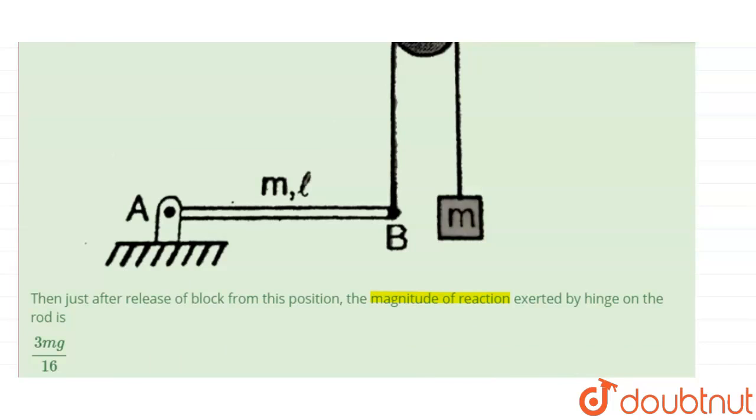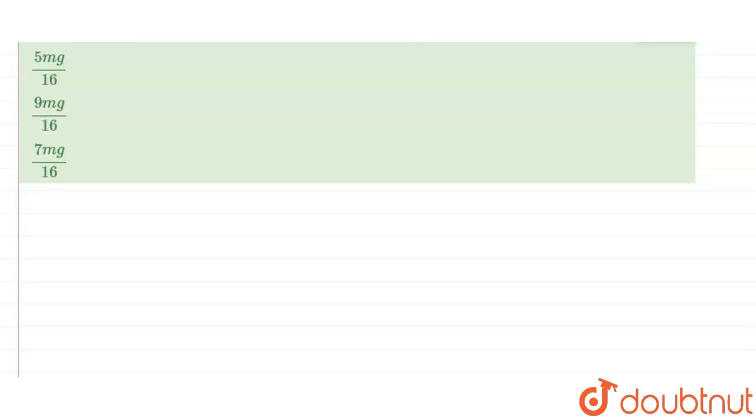Now we assume that this block of mass m is moving with acceleration a in the downward direction, and this rod is moving with angular acceleration alpha in this direction. Now I'm going to draw the free body diagram of block m as well as this rod.